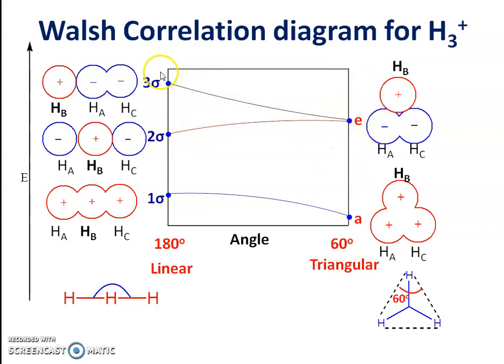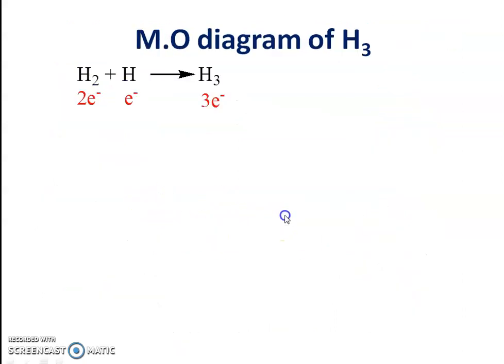So both the 2 sigma and 3 sigma orbitals change to E. It means they are doubly degenerate. In this way, in triangular geometry, both orbitals, 2 sigma and 3 sigma, have equal energy, and the occupied molecular orbital, 1 sigma, is stabilized in triangular shape, and therefore H3 plus has a triangular structure. In this way, we explained and predicted the triangular shape of the H3 plus ion.